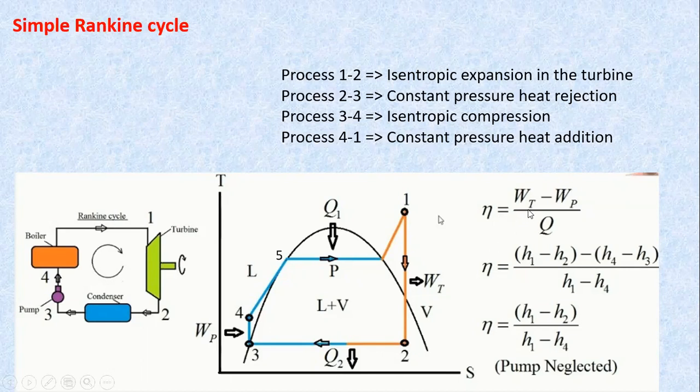Again, the efficiency is turbine work minus pump work divided by heat supplied as such, and turbine work is H1 minus H2. The condition of the steam entering the turbine may be superheated as shown in this diagram, or it can be as shown here, wherein it is dry saturated steam entering the turbine. And 1 to 2, as usual, is isentropic expansion of the steam in the turbine. 2 to 3 is isobaric heat rejection in the condenser. 3 to 4 is isentropic pump work, and 4 to 1 is isobaric heat addition in the boiler.